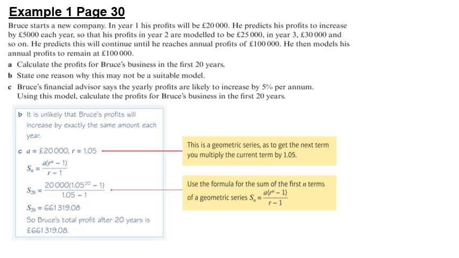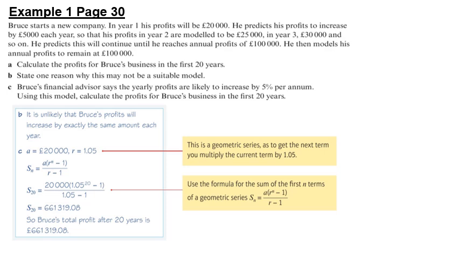Part B of this example says, state one reason why this may not be a suitable model. It's very unlikely in any business that the amount of profit that you make will be exactly the same each year. There are lots of different reasons for that, things like inflation, how well the business is doing, whether they're making a lot of sales or not. It's very unlikely that the profit will remain exactly the same for so many years.